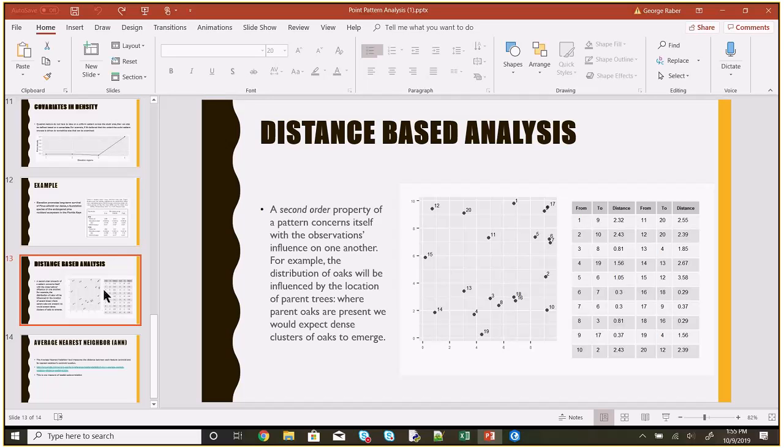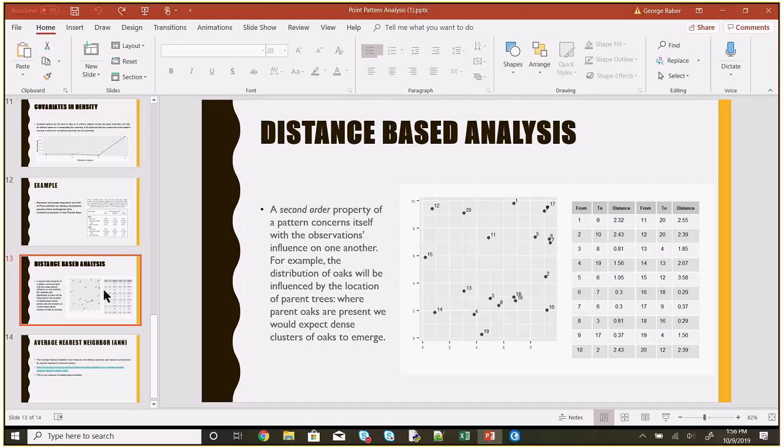All right. So this gets a little bit into next week. What we're going to start talking about next time we meet, second order properties. And so second order properties involve calculating the distance between neighboring observations.